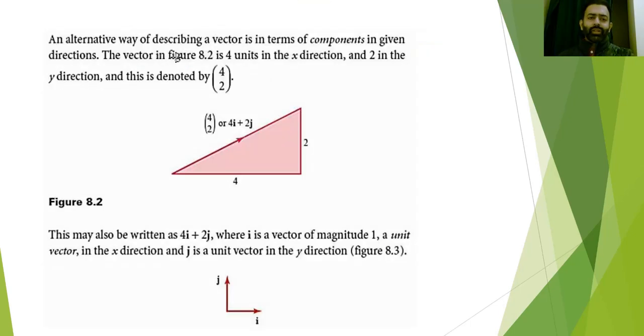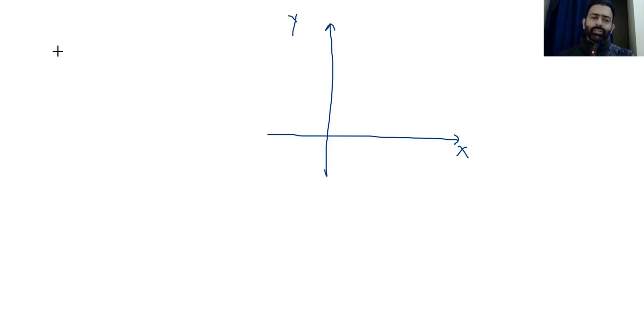An alternative way of describing a vector is in terms of components in given directions. I'm not talking about the physics of what a component means here. Let us say you have the coordinate axes like this, with the positive direction x and this the y direction. There is something called a unit vector. Unit vector, as the name suggests, has a magnitude of just 1.